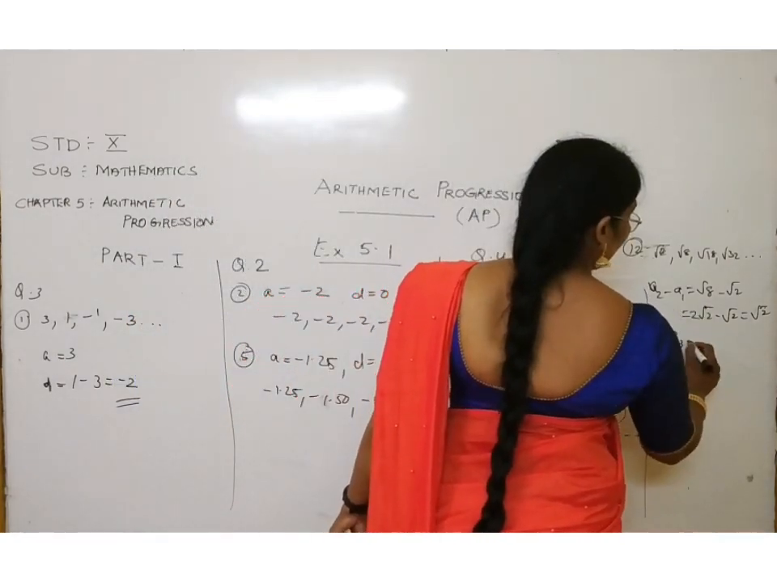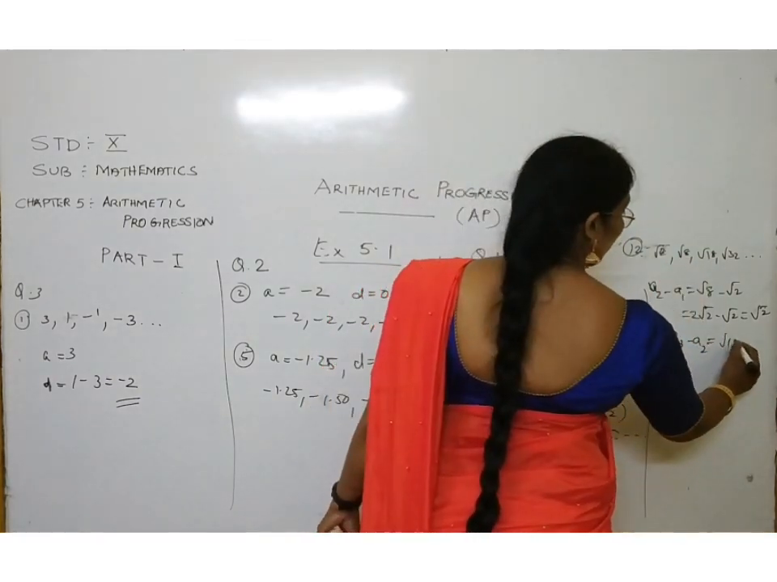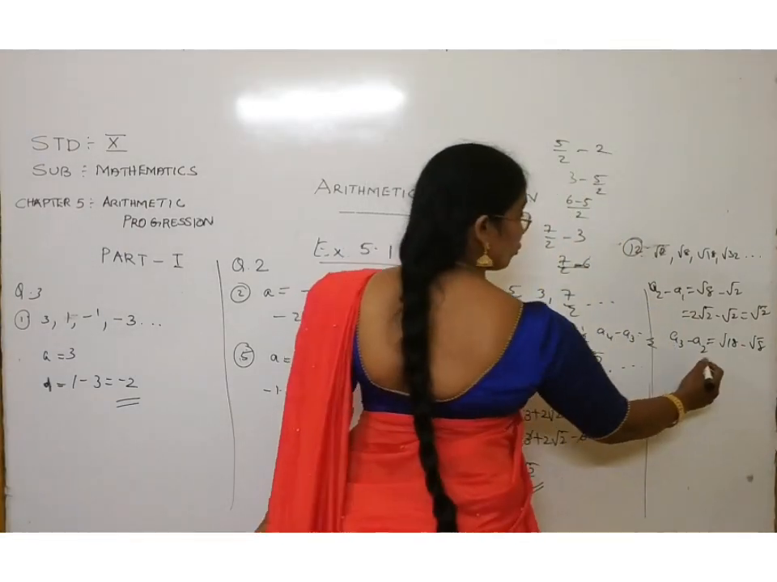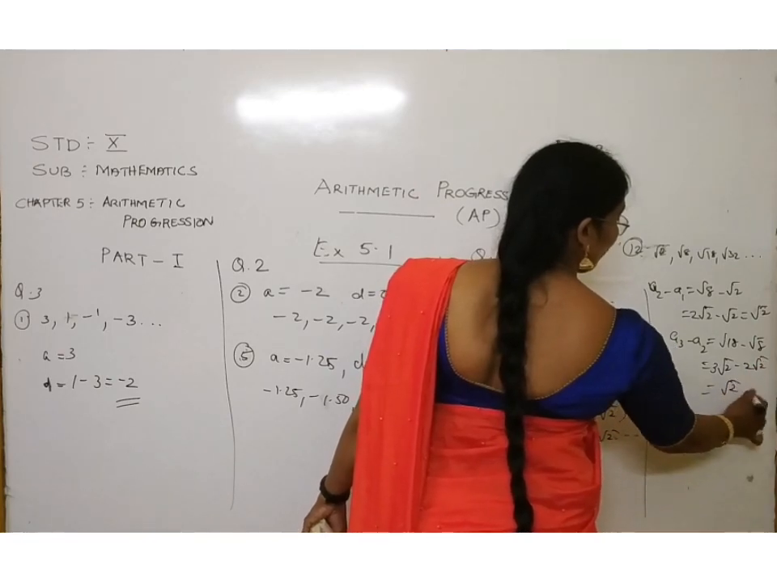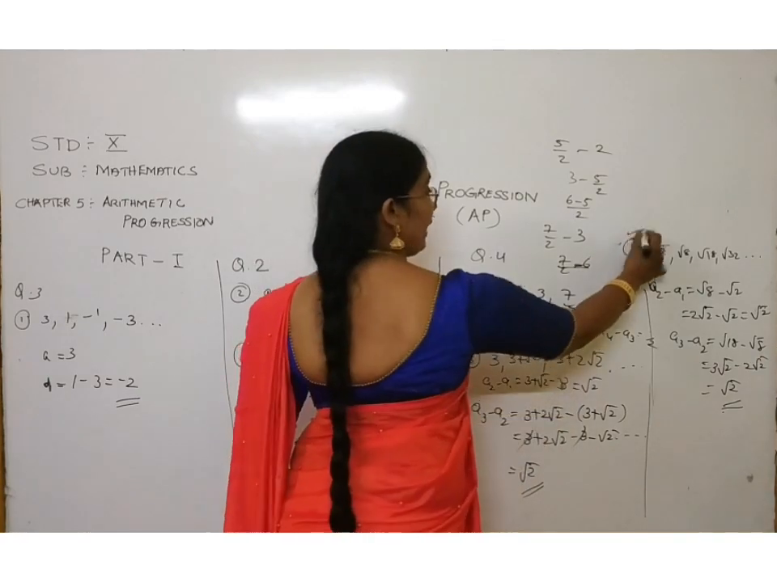For the second difference, A3 minus A2, that means root 18 minus root 8. Root 18 you can write as 3 root 2. So 3 root 2 minus 2 root 2. Here also you are going to get the answer root 2. That means in this case also it follows an AP.